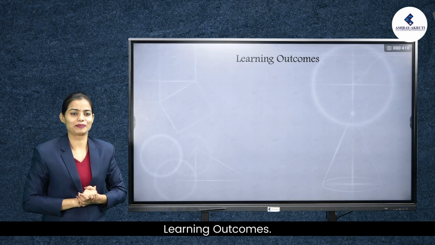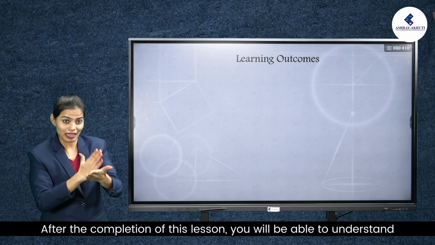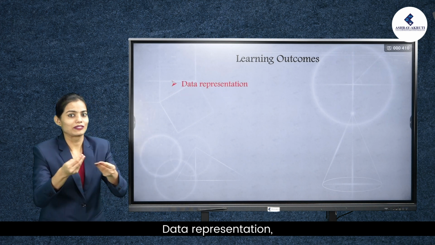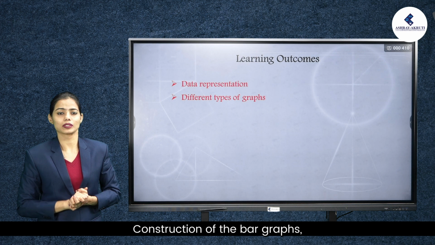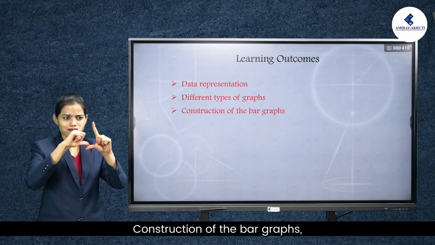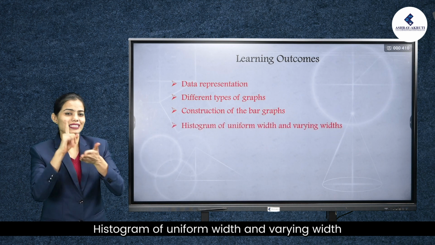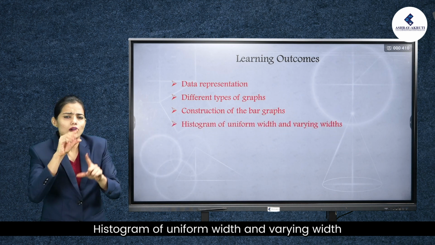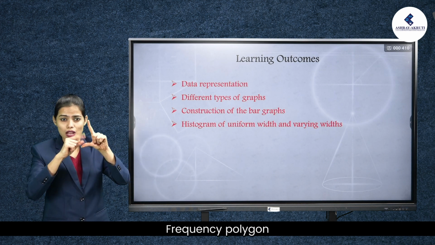Learning outcomes. After the completion of this lesson, you will be able to understand data representation, different types of graphs, construction of bar graphs, histogram of uniform width and varying width, frequency polygon.